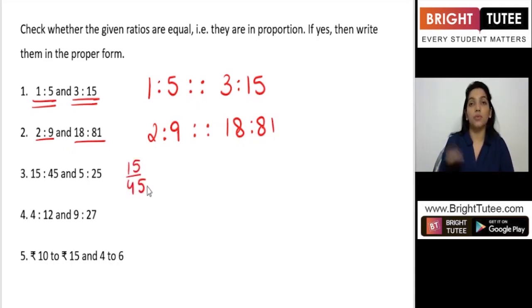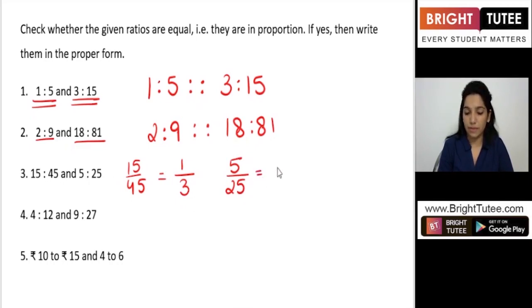Let us convert this to its simplest form. We can divide both these numbers by 15 itself. So after dividing 15 by 15, it gives 1, and dividing 45 by 15 gives 3. Now let's check the other one. It's 5 over 25, right? So both the numbers are divisible by 5. Let us divide it. It gives 1 over 5.